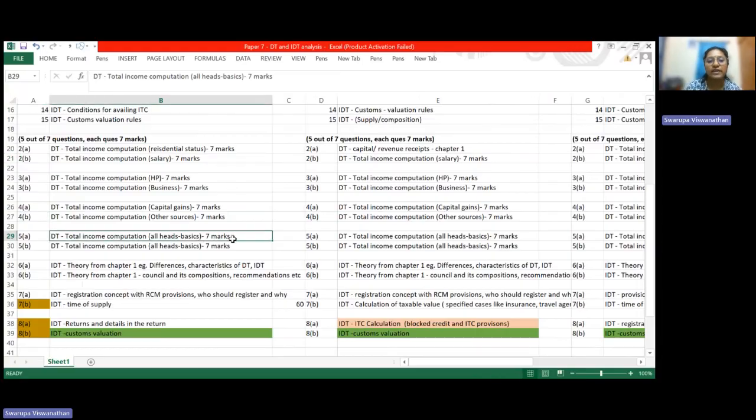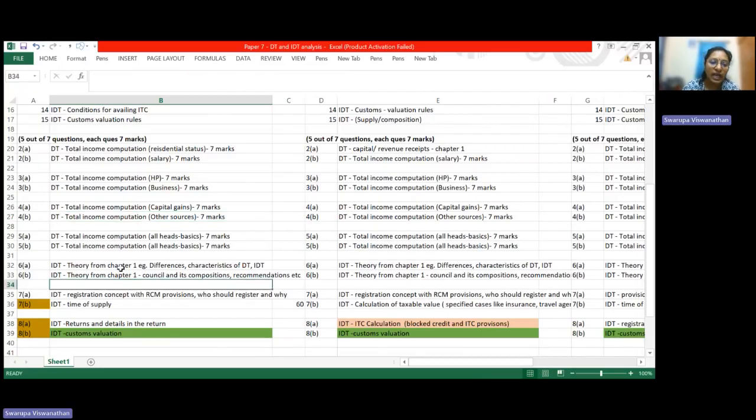Okay, all the heads, if you have not studied all the heads, then 5A and 5B might be difficult for you to attempt, but you need to attempt only 5 out of 7 questions. So you can skip 2 questions under options. So you can skip 5A, 5B, and maybe one more head that you have not prepared well. You can skip that also under option. So 2A, 2B, 4A, 4B, you can attempt 2 questions, and 14 plus 14, you will get full marks.